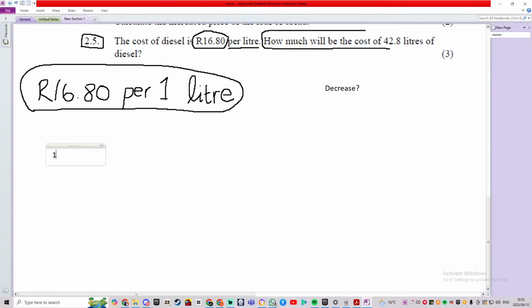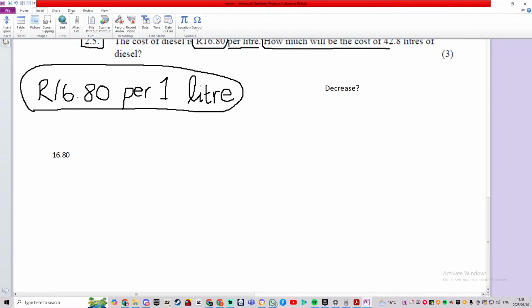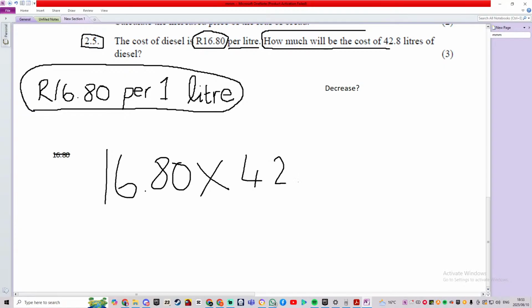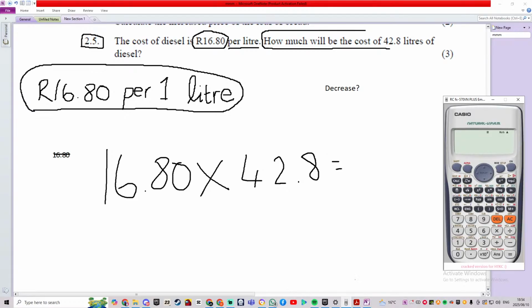Anyways, 16,80 and I'm going to multiply that. Okay, there's no multiplication sign, it's fine. This thing is not working. 16,80 multiplied by what? By 42,8, because that's how many liters we are using. Then we get an answer.